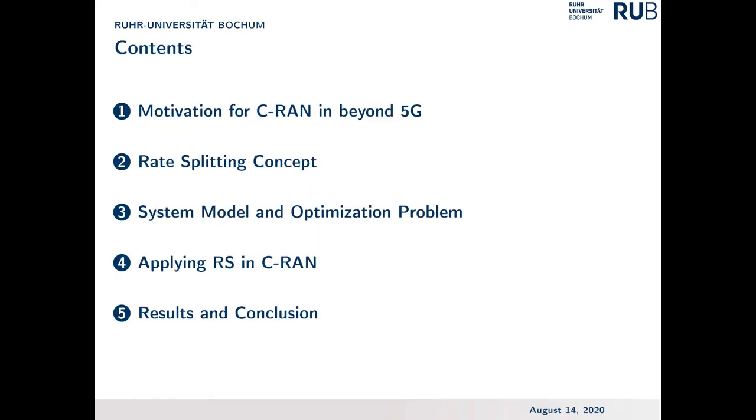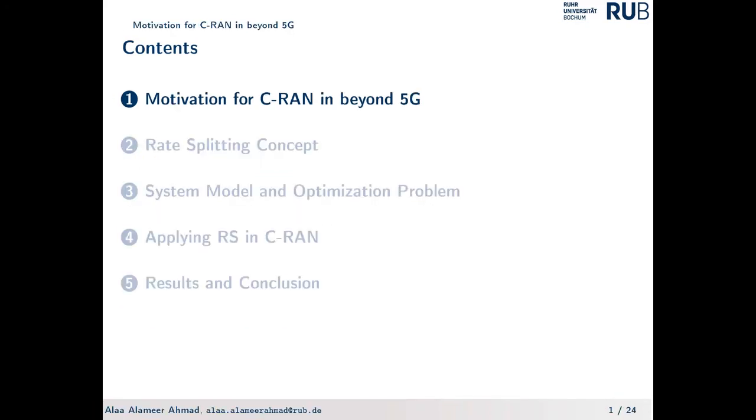So here is an overview of the talk. First, we highlight the importance of cloud radio access networks in improving the spectrum efficiency in wireless networks. After that, we briefly discuss the concept of rate splitting. Then we present the system model and the associated optimization problem. After that, we discuss applying rate splitting techniques in CRAN, and at the end, we present the numerical results and conclude the talk.